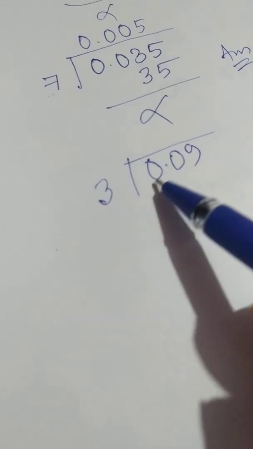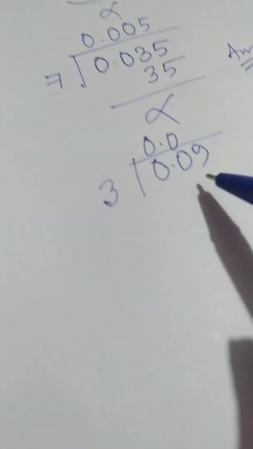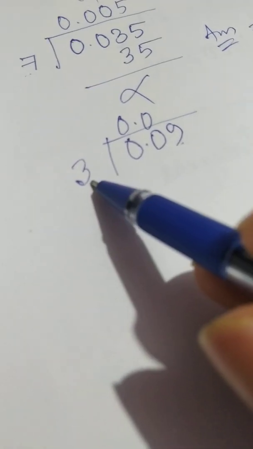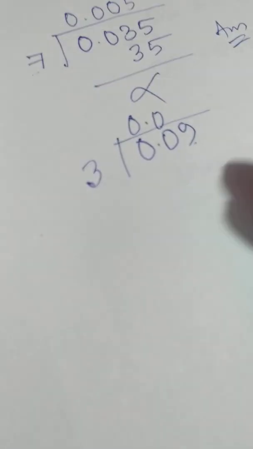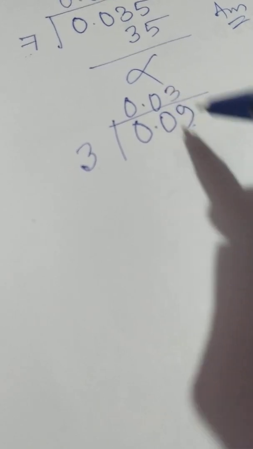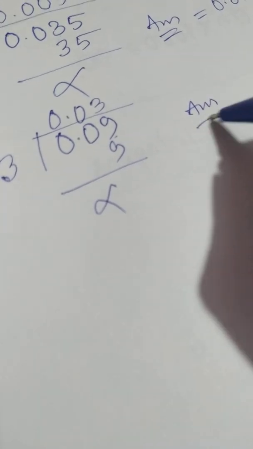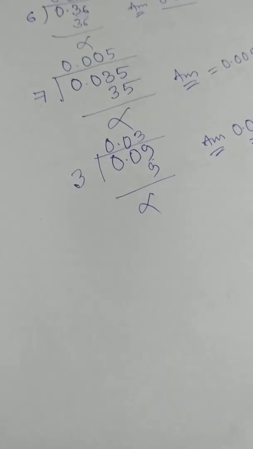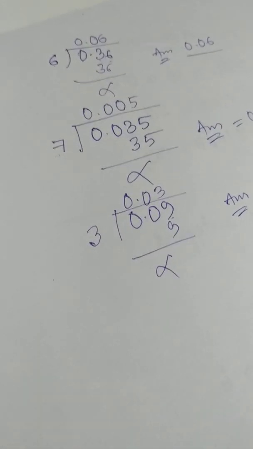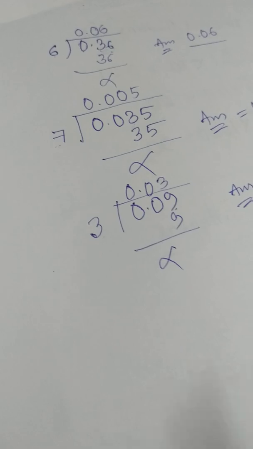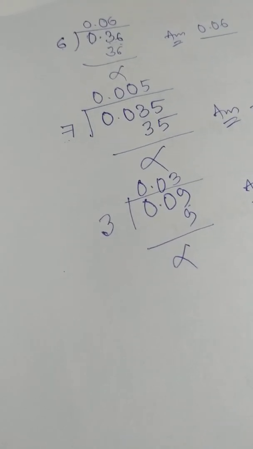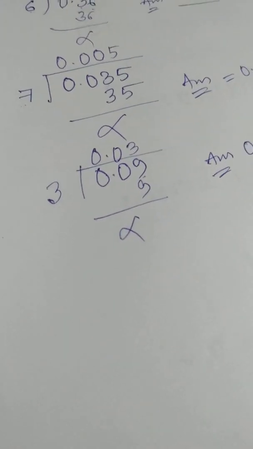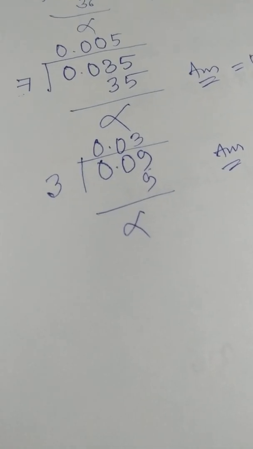So 0.0, this we place as it is, but here 9 is not smaller than 3, so you can divide 9 by 3 directly. So 3 into what is 9? 3 3s are 9. Done. So answer is 0.03. Got it? So these are different types of division where you are actually dividing decimal numbers by integers.